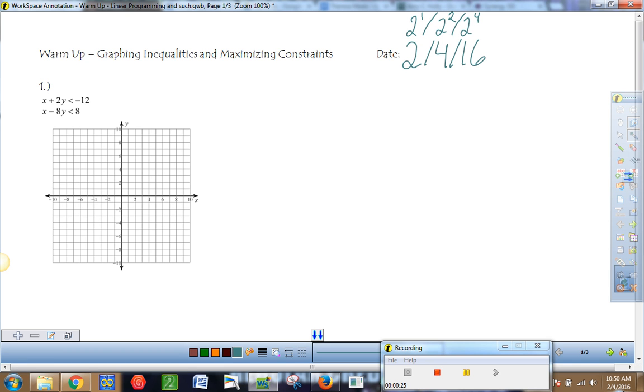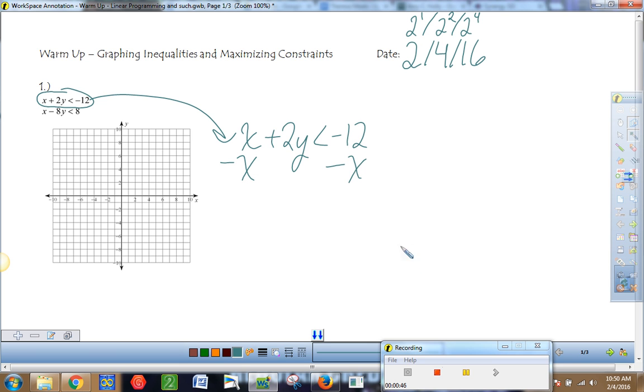Alright, how do I start this? You make a y equals. We need to change them into y. Isolate y. So we can take the first guy. Alright, what do I gotta do first to make it y on one side by itself? Subtract the x, always. So we subtract x. That guy goes away. Alright, so we got 2y less than negative x minus 12.